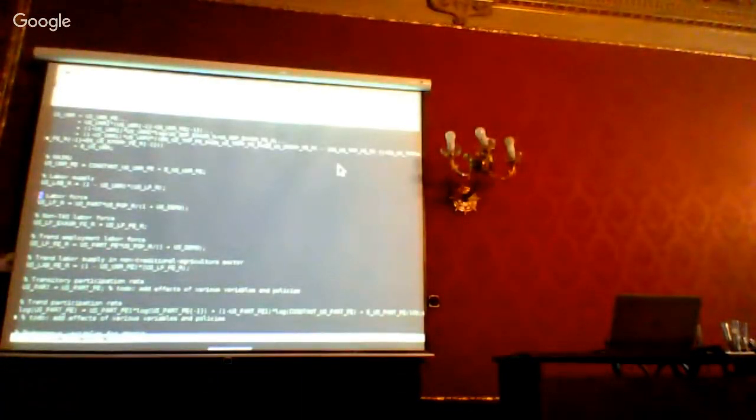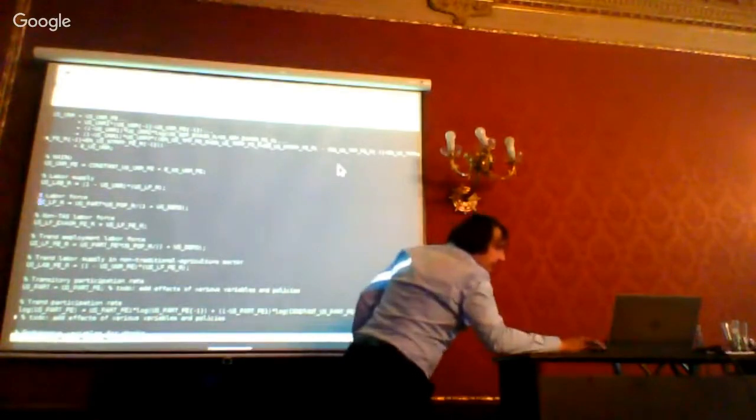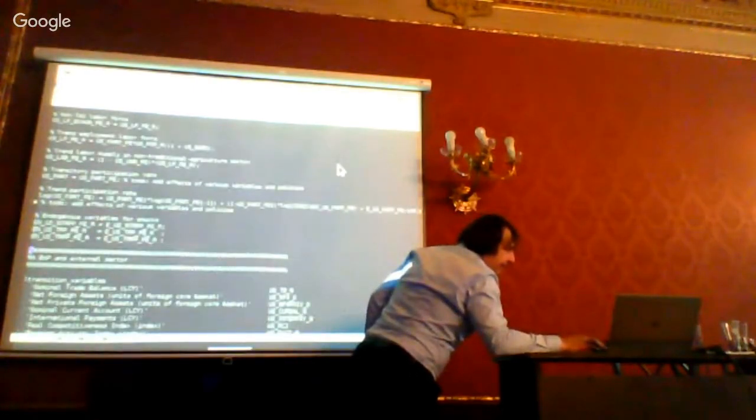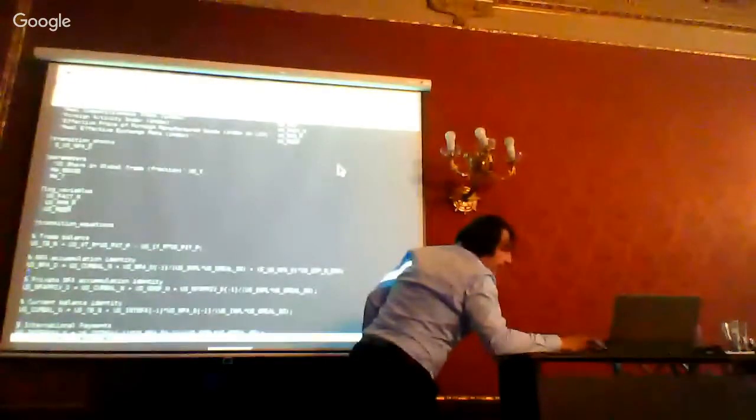Yeah, these are equations which are actually not doing anything. These are just like constants. They are just prepared to be used in some general cases. And then the external sector.